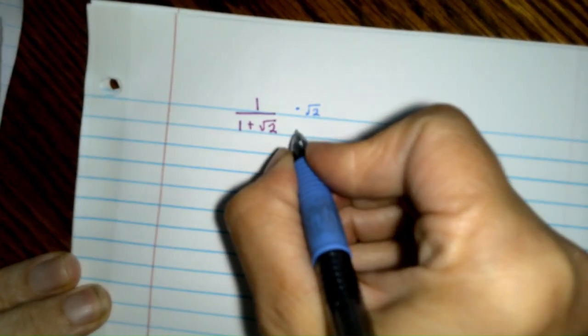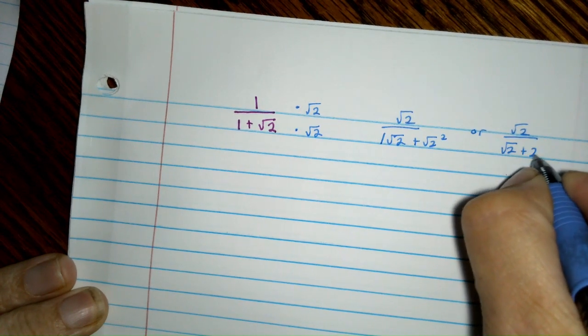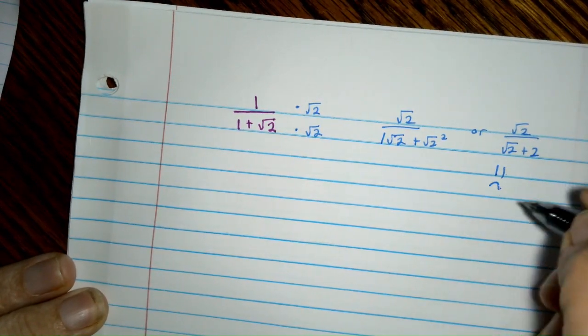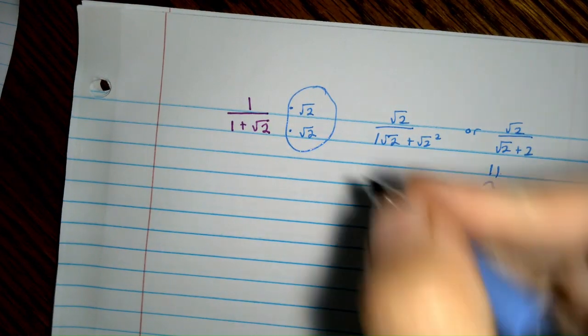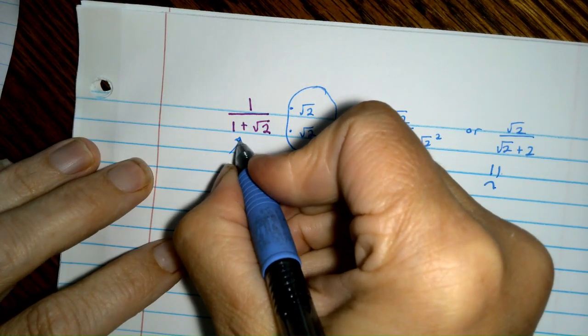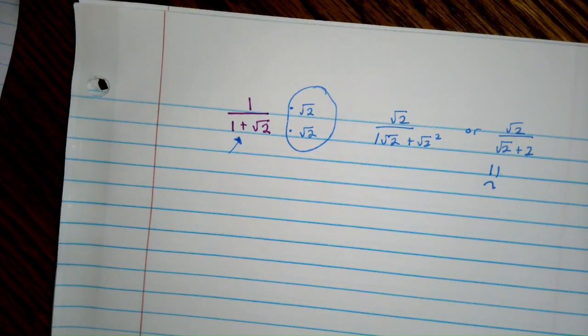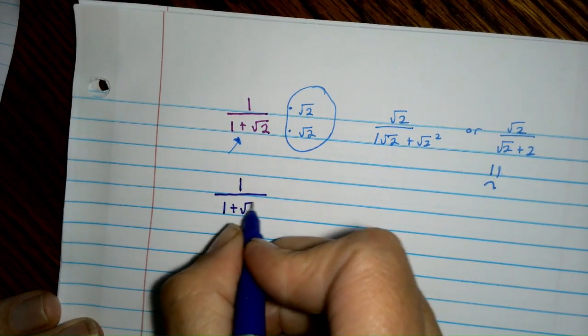Now, in the previous video, you would have just multiplied by square root of 2. Okay, well that gives me the square root of 2 over 1 square root of 2 plus the square root of 2 squared, or the square root of 2 over square root of 2 plus 2. It's still irrational. So this previous idea that worked for us when it was a monomial no longer works for us when it's a binomial. Again, a binomial right there. So because it's a binomial, we're going to need to multiply by a binomial.